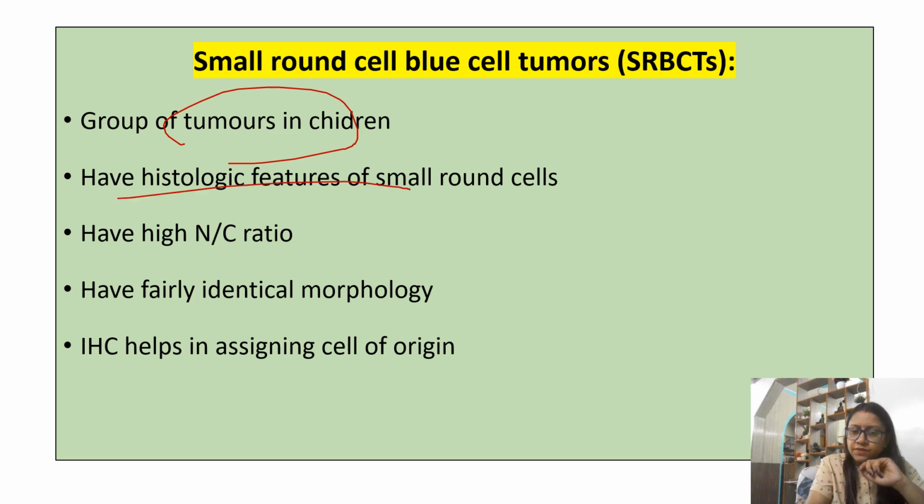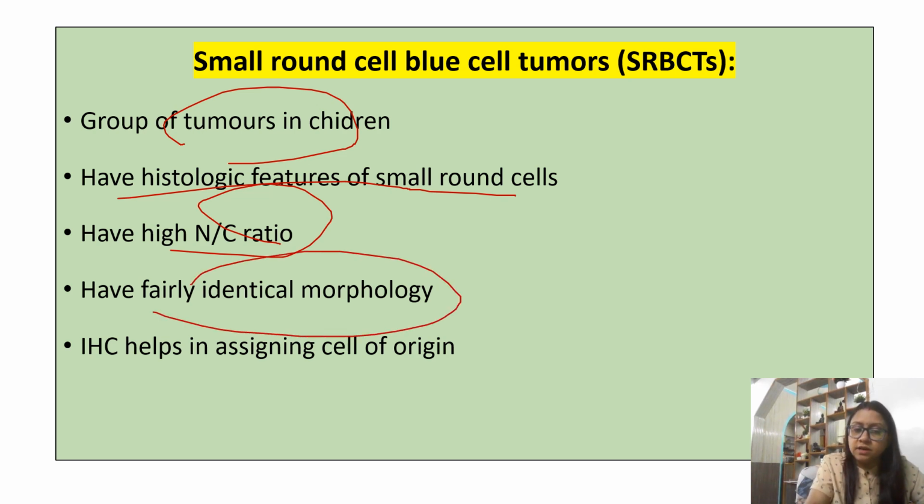They have histological features of small round cells, so they are grouped together or clubbed together, you can say, under a broad heading. Obviously, they are highly malignant tumors होते हैं, they have a high NC ratio, and morphology अगर आप histopath पे देखोगे, so they have very identical morphology. So we have to use immunohistochemistry to differentiate the different small round blue cell tumors in children.